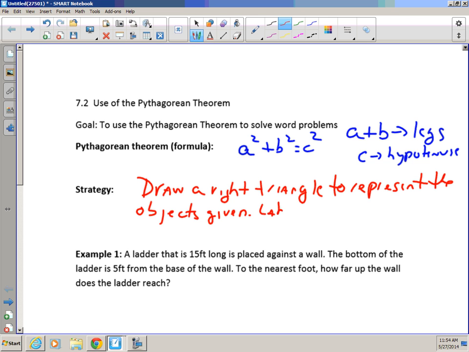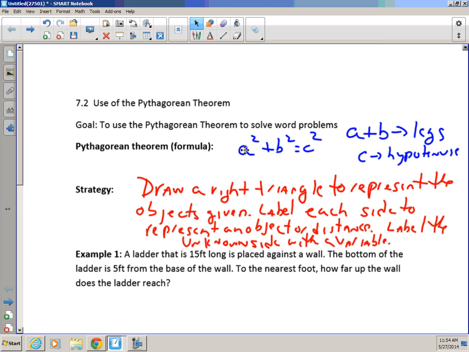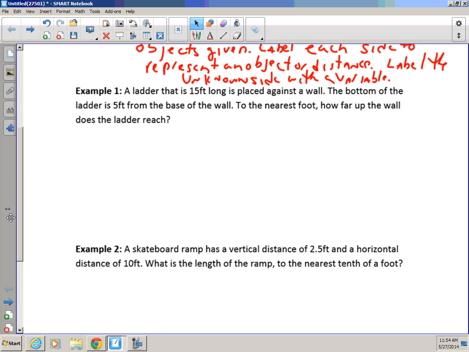We're going to label each side to represent an object or distance. Okay? And label the unknown side with a variable. So we have 4 problems we're going to do. And let's see if after doing these you can get a good idea of what's happening.